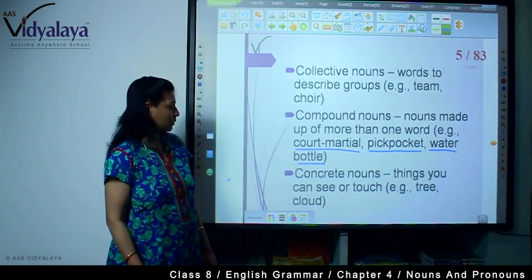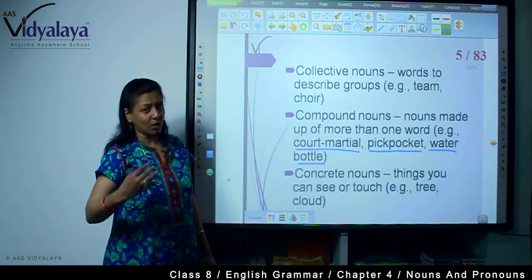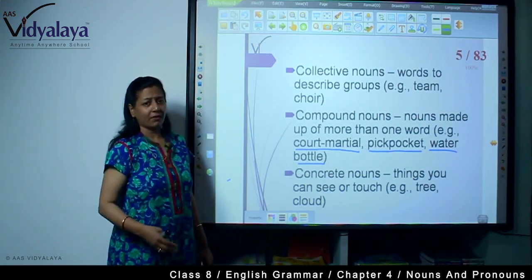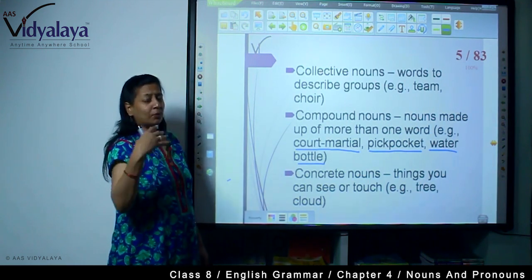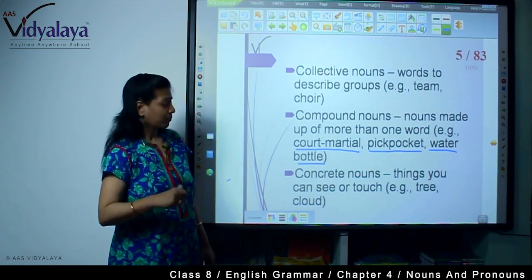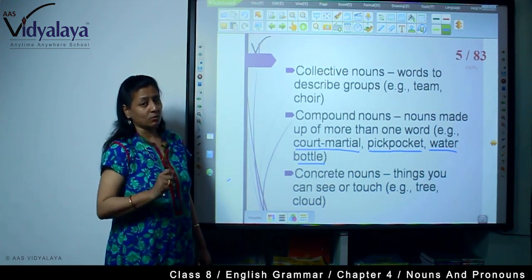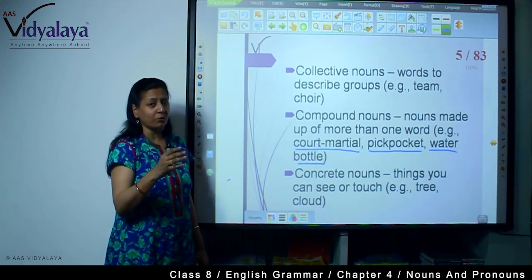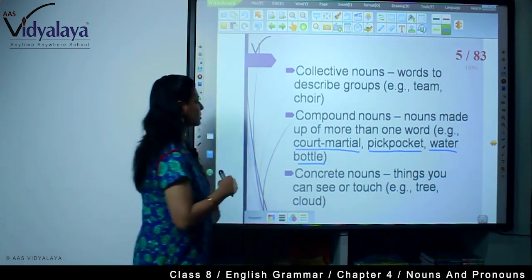Then concrete nouns. Things we can see or touch. For example, tree, cloud, then building, whatever, soil that we can touch and see. That comes under concrete nouns. Concrete nouns are the opposite of abstract nouns.